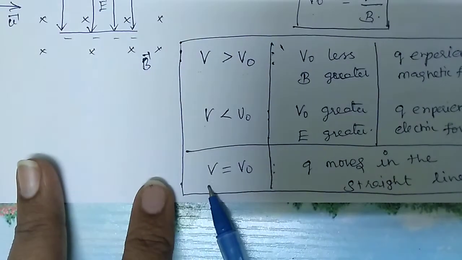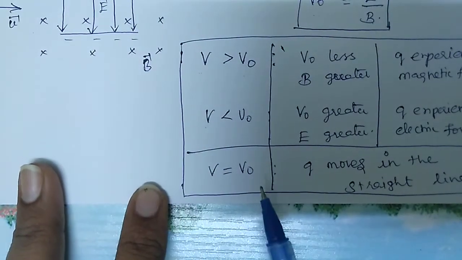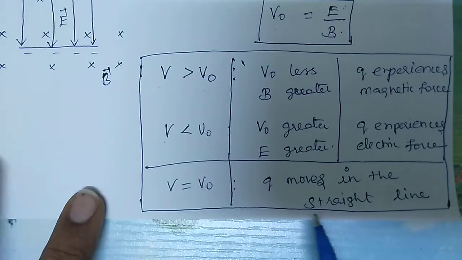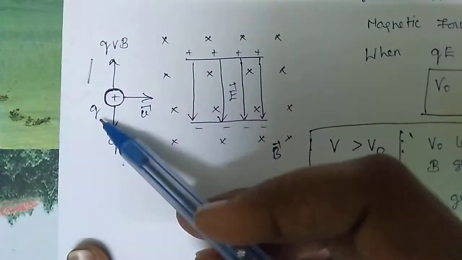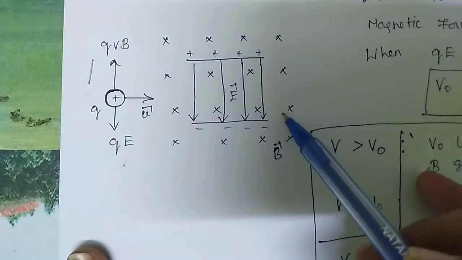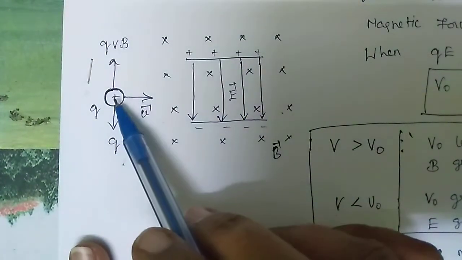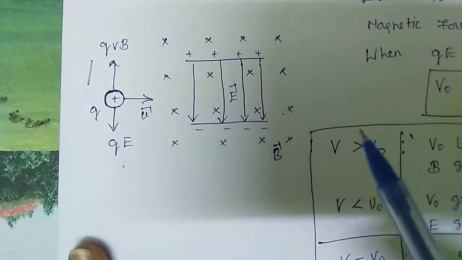In the third case, when V is equal to V0, the charge Q will move in a straight line, because equal amounts of force act on it due to the presence of the magnetic field and the electric field. The charged particle will take a straight line.